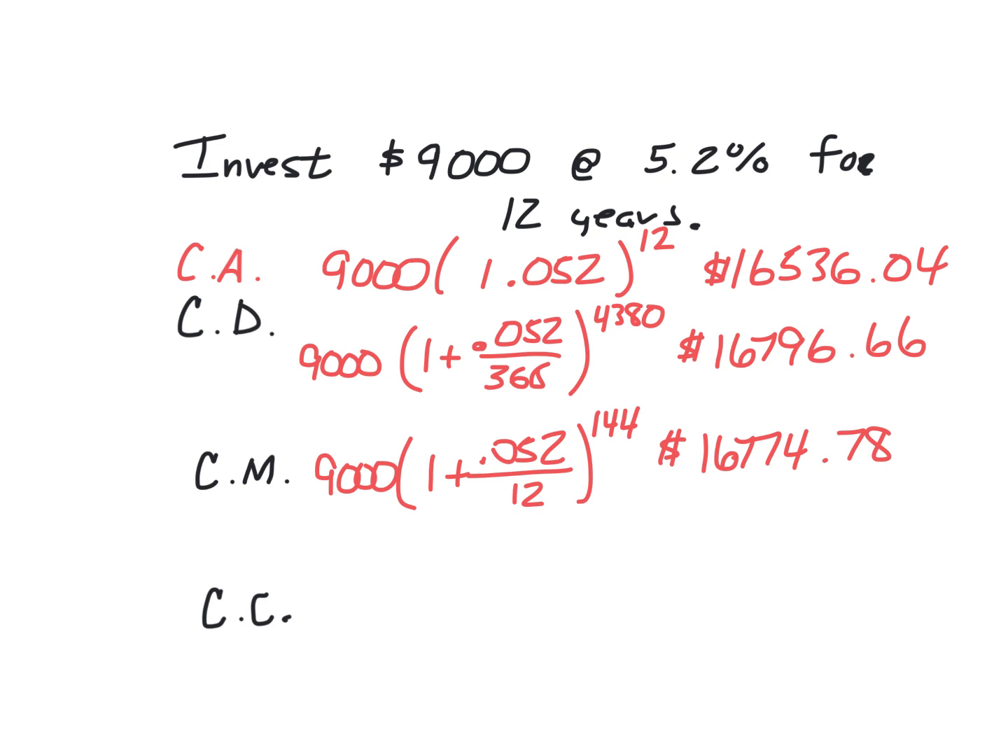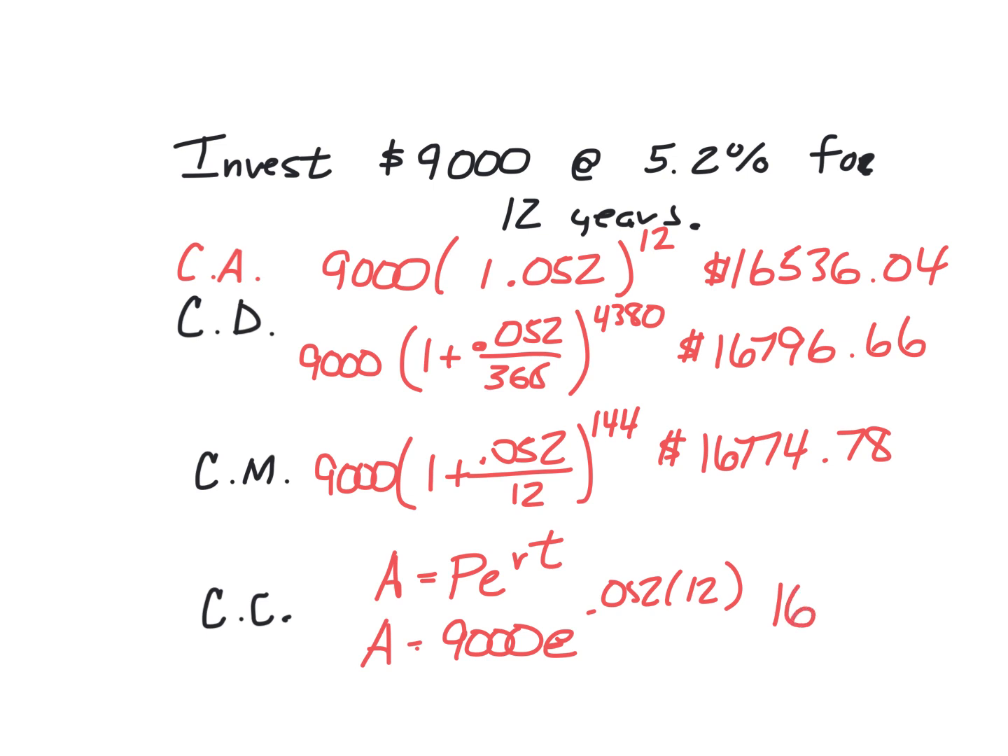And then as we learned today, if we're going to compound this continuously, we're going to use PERT. So my amount's going to equal 9,000, my principal, times e to the 0.052 times 12 power. Remember to get this e button, it's second ln on your calculator. So 9,000 second ln gives me the e to the 0.052 times 12 power. And we've got a grand total of $16,797.41.